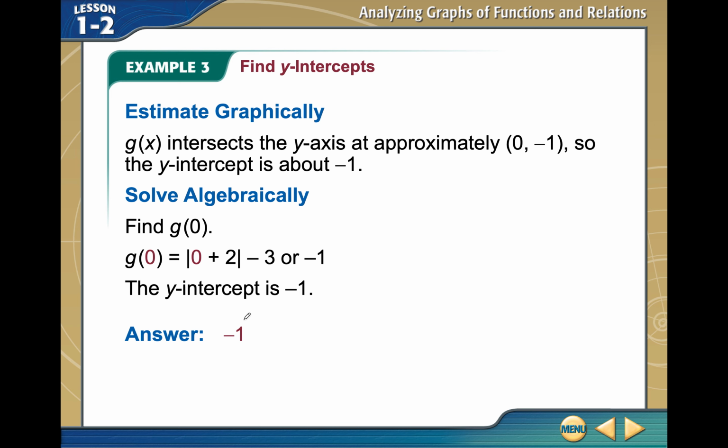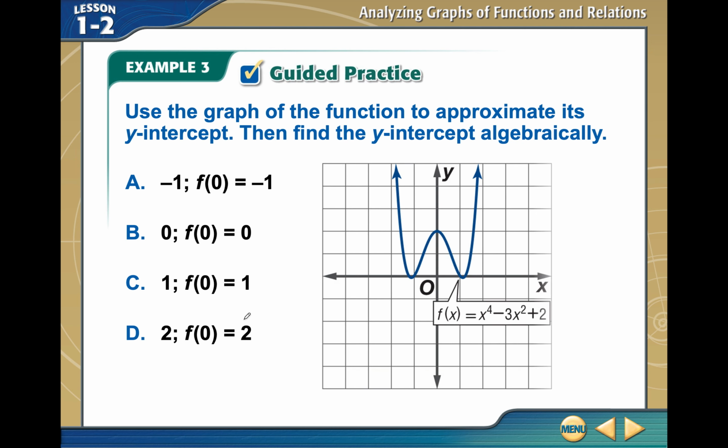Let's take another example. So let's use the graph of the function here to approximate its y-intercept, then we can find it algebraically. Now on this graph, we know that the graph touches the y-axis at this point. So if we count 1, 2, the y-intercept is 2. So the answer is definitely D.